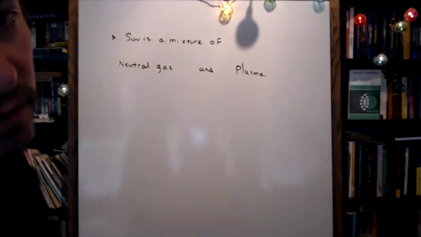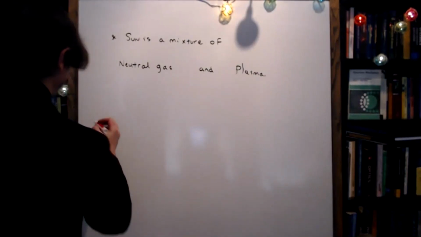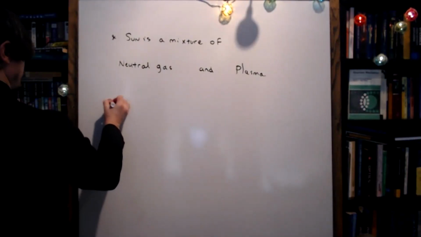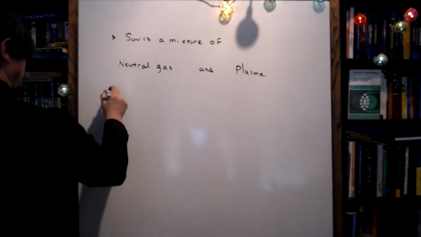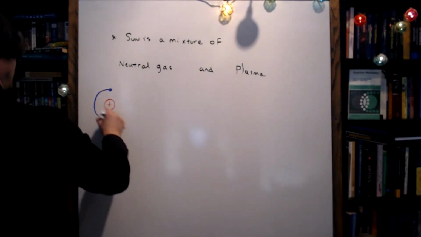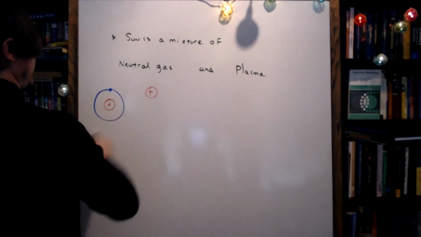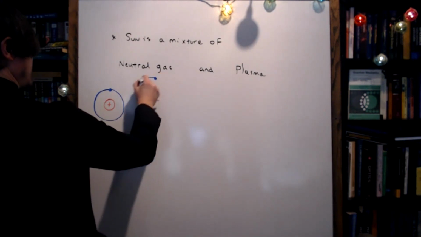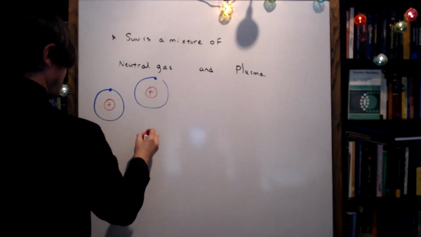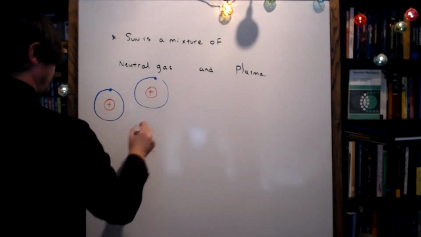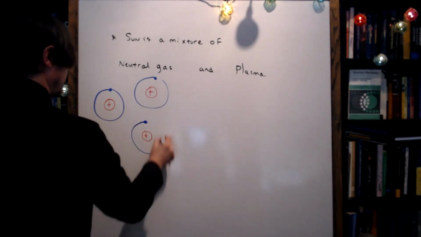Not protium. Oh, electron and a proton. Thank you. One proton, one electron. So let's draw some atoms here. Here's a proton surrounded by an electron, okay? Here's another proton surrounded by an electron. Here's another proton surrounded by an electron.